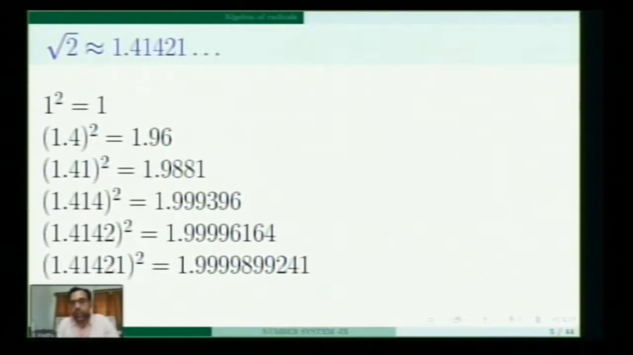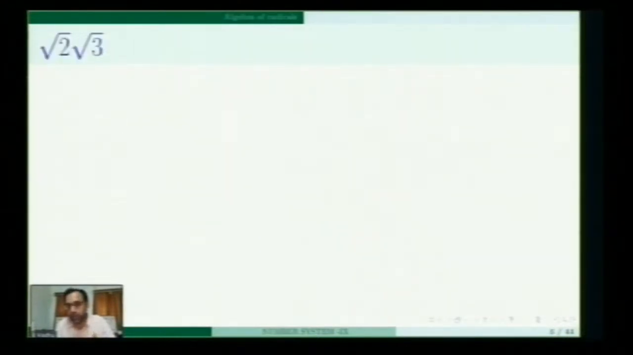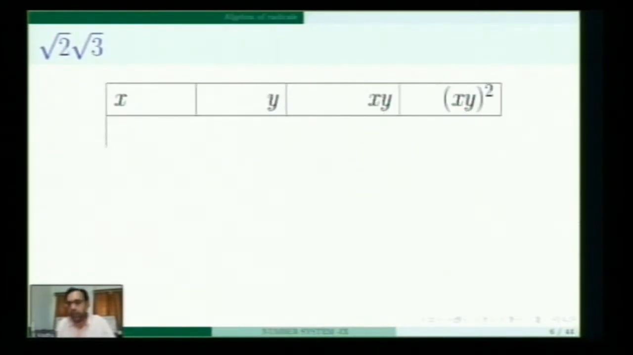Now I'm going to extend this concept to the multiplication of root 2 times root 3. So I want to see root 2 times root 3. So I'm going to make a table. You can observe the table here. The first column is x, the second column is y, the third column is xy, and the last column is xy whole square. In the first column, I am going to write the decimal expansion of root 2, in the second column the decimal expansion of root 3, and in the third column you will multiply each x and y. Then we'll observe what happens in the last column. You have to carefully observe what happens in the last column.